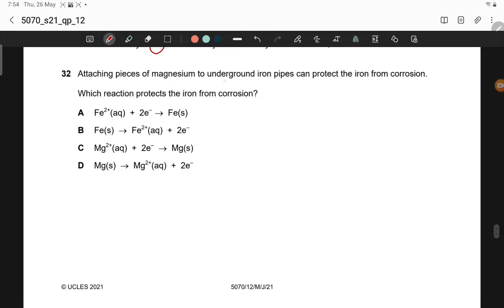Attaching pieces of magnesium to underground iron pipes can protect the iron from corrosion. Which reaction protects the iron from corrosion? Magnesium is more reactive than iron.